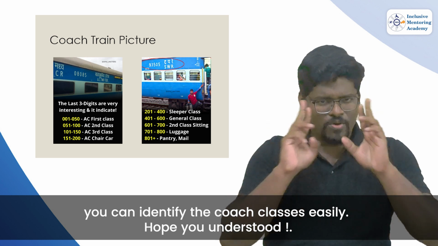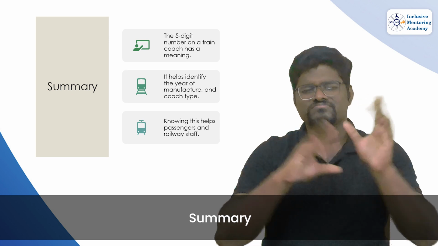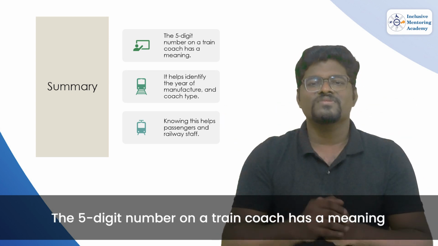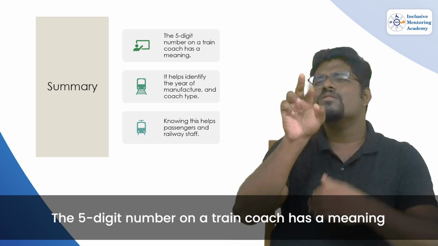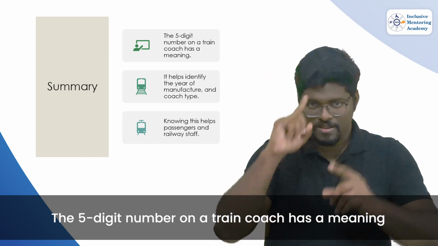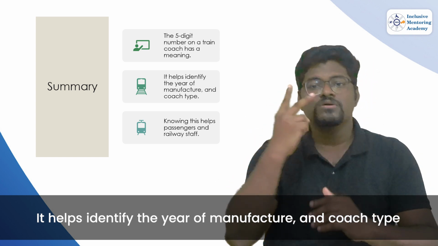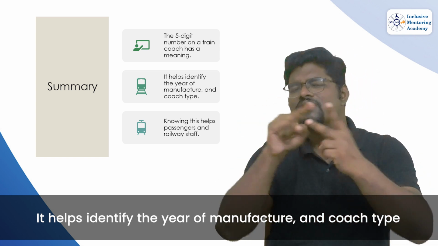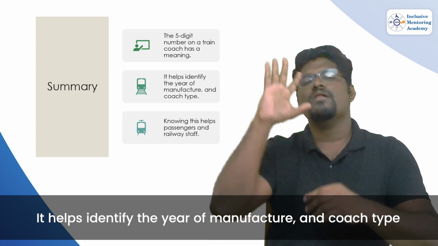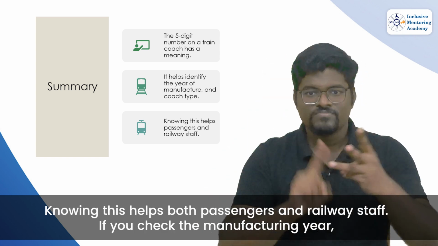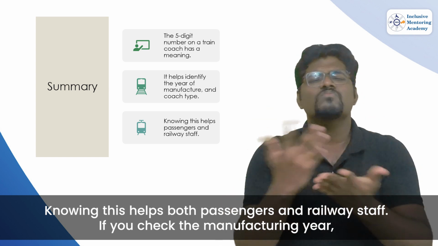Summary. The 5-digit number on a train coach has a meaning. It helps identify the year of manufacture and coach type. Knowing this helps both passengers and railway staff.